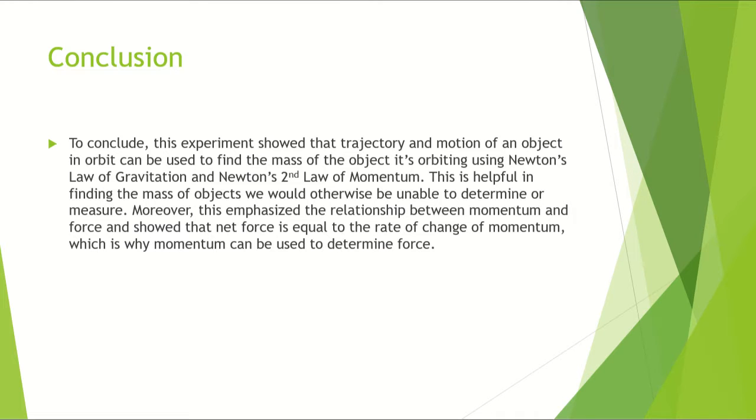To conclude, this experiment showed that trajectory and motion of an object in orbit can be used to find the mass of the object it's orbiting, using Newton's second law of momentum and Newton's law of gravitation. This is helpful in finding the mass of objects we would otherwise be unable to determine or measure. Moreover, this emphasized the relationship between momentum and force, and showed that net force is equal to the rate of change of momentum, which is why momentum can be used to determine force.